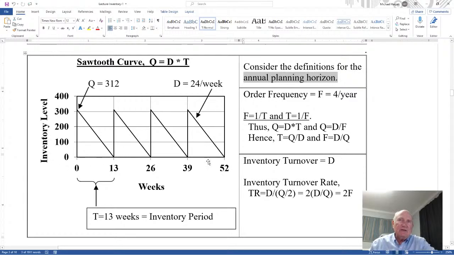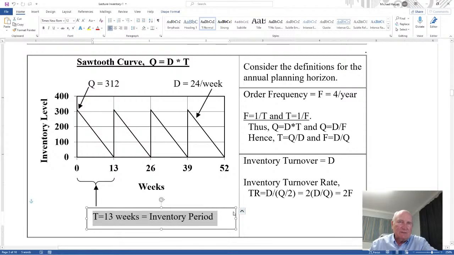During this year, I've received an order and used up an order 2, 3, 4 times. The number of orders that were received and used up is called the order frequency, and it's 4 per year. There's 4 during this year. That's referred to as the order frequency. Notice the order frequency has time in the denominator. That's good, but what's my inventory period? My inventory period is 13 weeks.